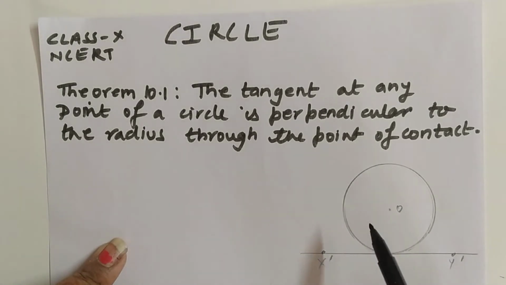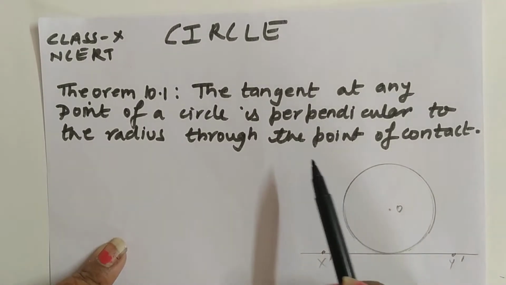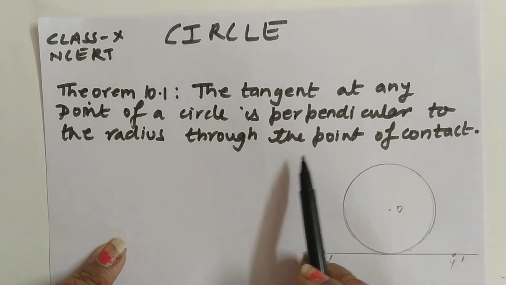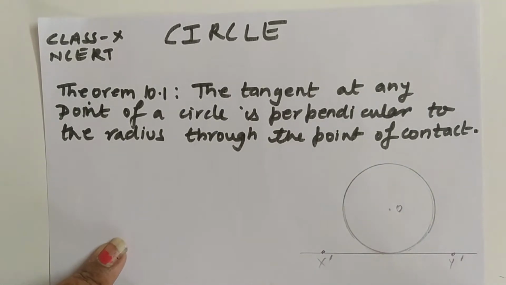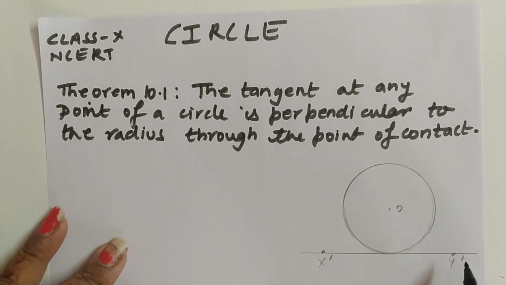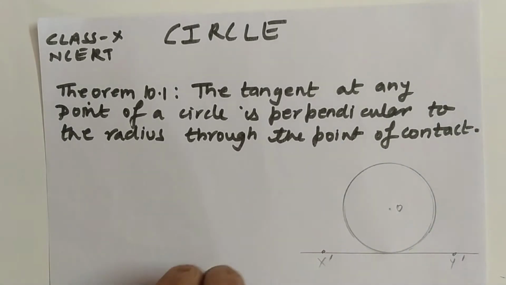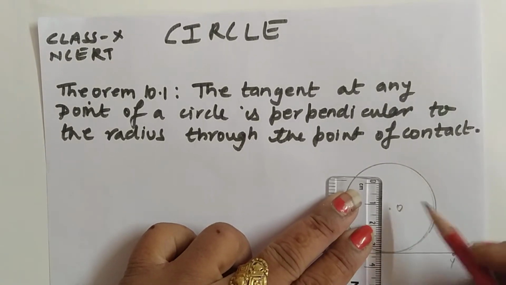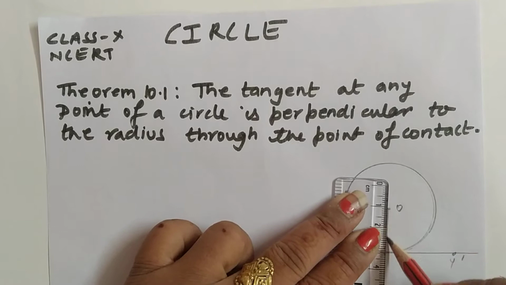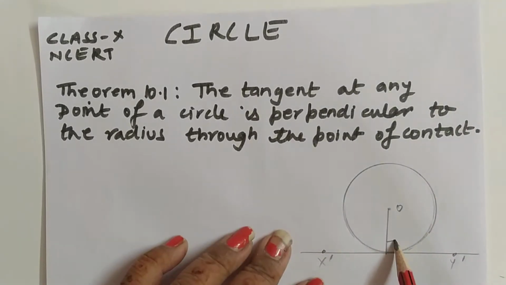So proceed to the first theorem, that is: the tangent at any point of a circle is perpendicular to the radius through the point of contact. Here the tangent X'Y' is given to you of a circle with center O. We have to prove that the radius will always be perpendicular to the tangent. Okay, so we need to prove this.